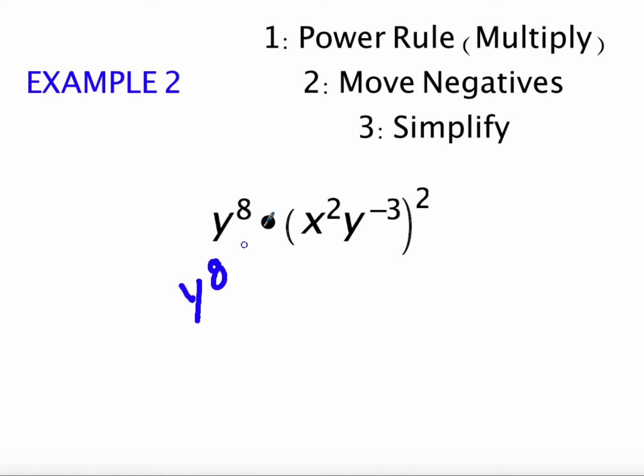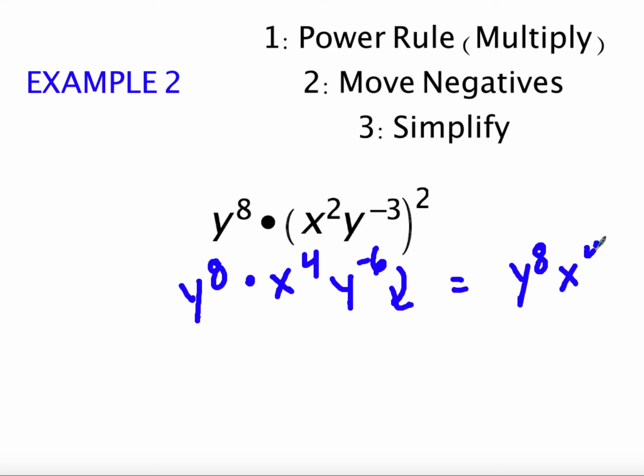Y to the 8th, and then I'm first going to use that power rule. So x squared raised to the 2nd power is x to the 4th, y to the negative 3 squared, which is y to the negative 6th. My next part of my strategy is to move the negatives. So only this guy goes to the denominator. So I have y to the 8th, x to the 4th over y to the 6th. Quotient rule, that leaves me with y squared x to the 4th.